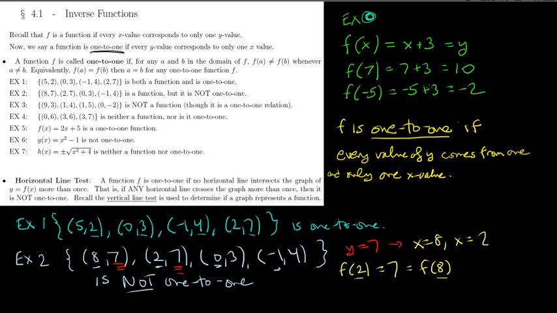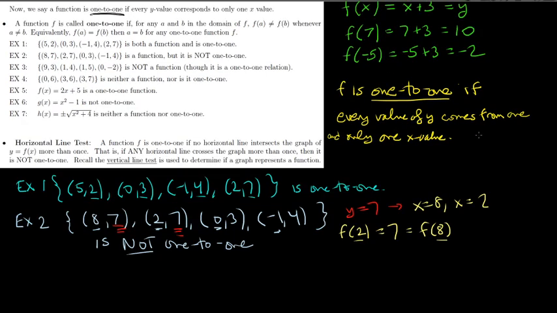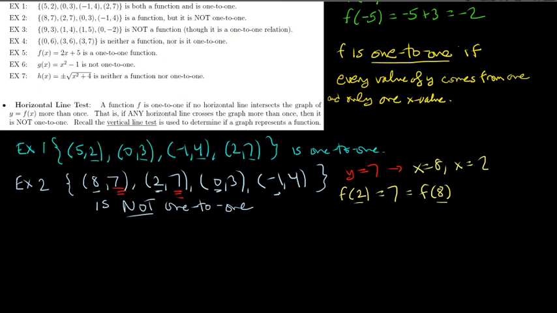So let's go back to example 0, which I'll just copy down for convenience. So example 3, f of x. Because you're not going to see functions written as just a bunch of random ordered pairs. You're going to see it as an equation, like y equals x plus 3, or f of x equals x plus 3.